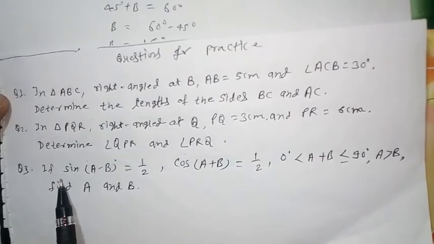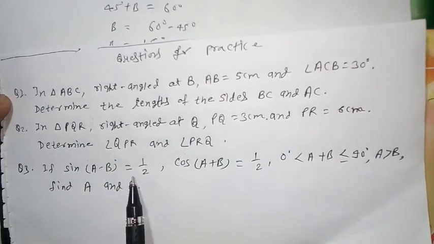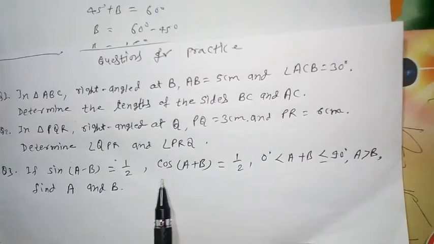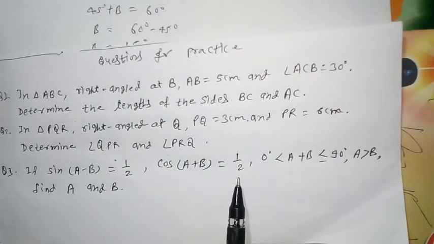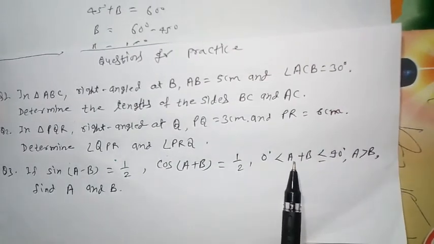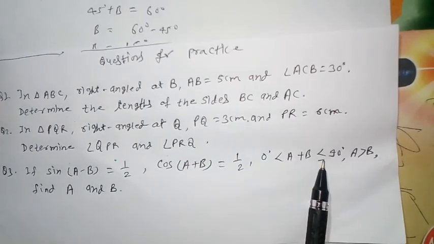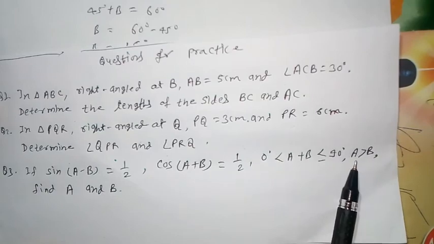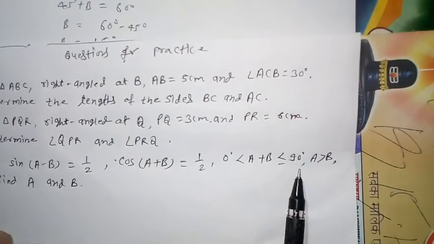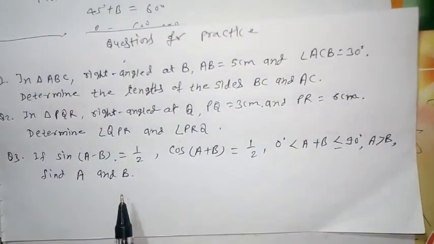Question number 3. If sin(A minus B) is equal to 1 by 2, cos(A plus B) is equal to 1 by 2, where A plus B is greater than 0 but less than or equal to 90 degree, and A is also greater than B, find A and B. That's all.